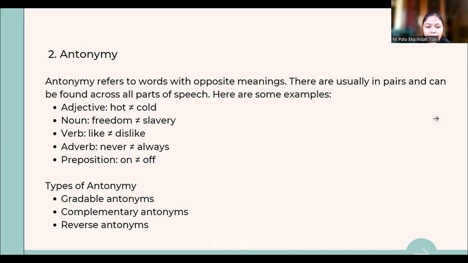And then in verb, there is like and dislike. Like and dislike have opposite meanings. And in adverb, there is never and always, which have opposite meanings. And then the last is preposition. There is on and off. On and off also have opposite meaning. In antonym, there are some types: the first one is logical antonym, and then complementary antonym, and then reverse antonym.